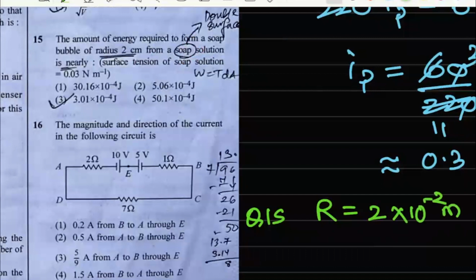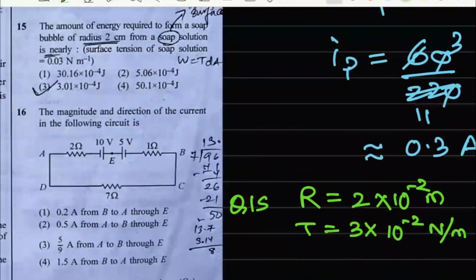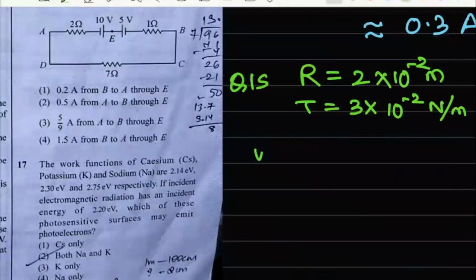And is nearly how much? And surface tension is given to us as 0.03, so I would say 0.03, or 10 raised to minus 2 newtons per meter. And what do they want? So we will use the formula W is equal to T dA.